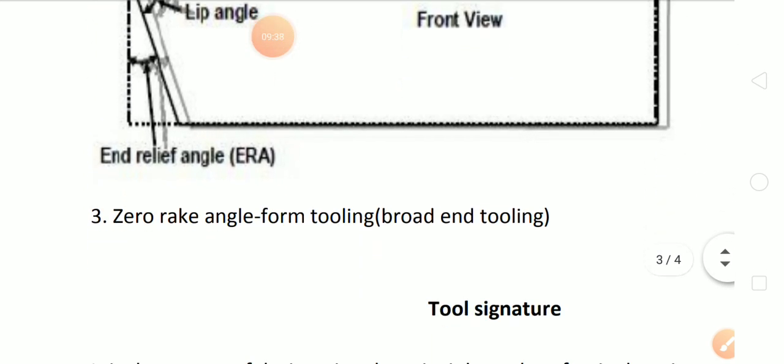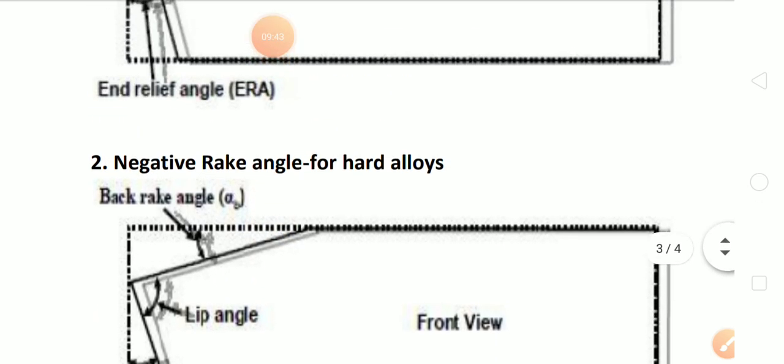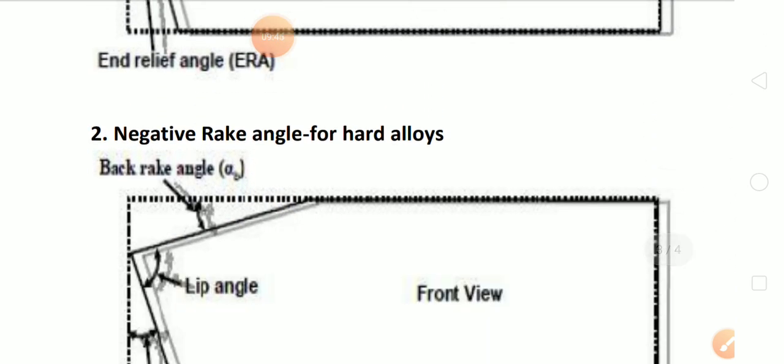And the third one is the zero rake angle. For the zero rake angle, you see the face will be almost parallel with the base.